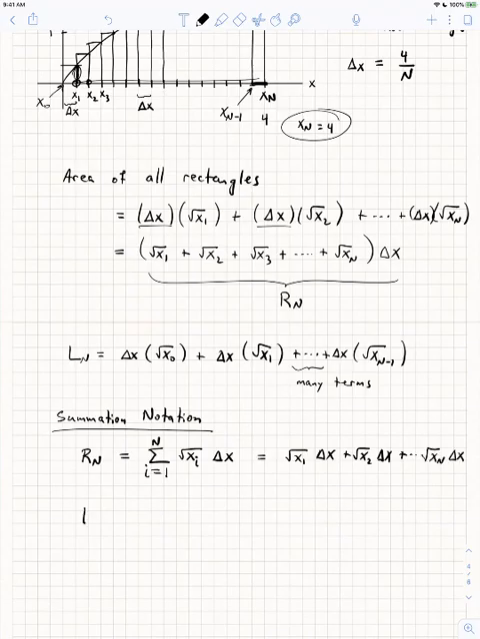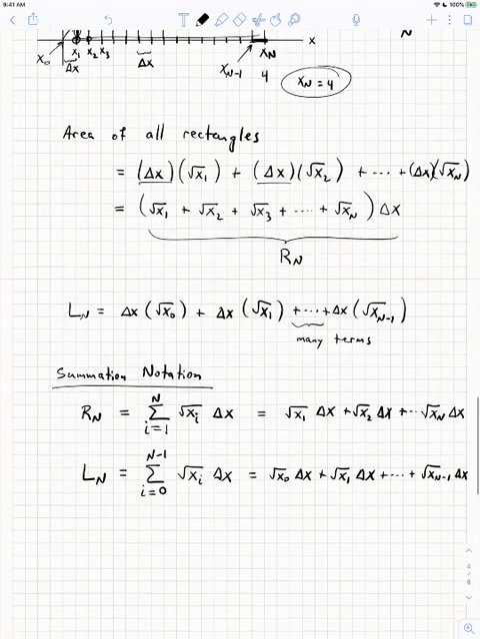The left sum, the left approximation, is similar. We're adding together things that look like the square root of xi delta x. The only difference is now we start with a different index. We start with i equals 0. That's our first index, i equals 0. And our last index is n minus 1, so we put that on the top, n minus 1. So this equals the square root of x0 delta x plus the square root of x1 delta x, and so on until we get to the last one, which is the square root of x sub n minus 1 delta x.